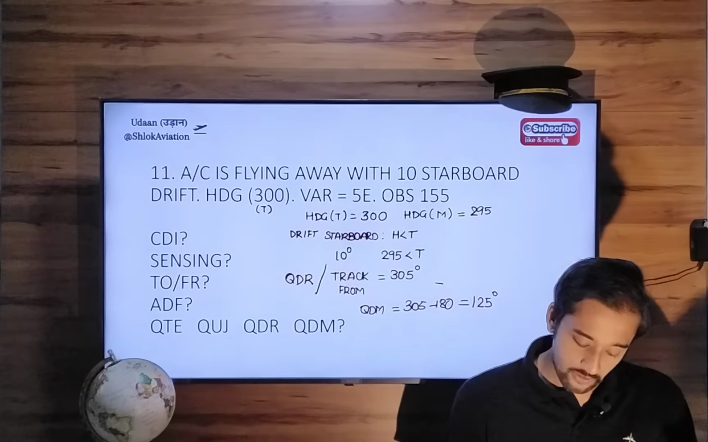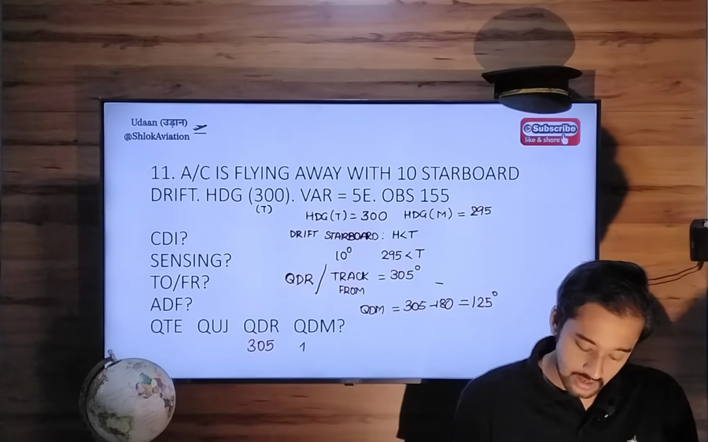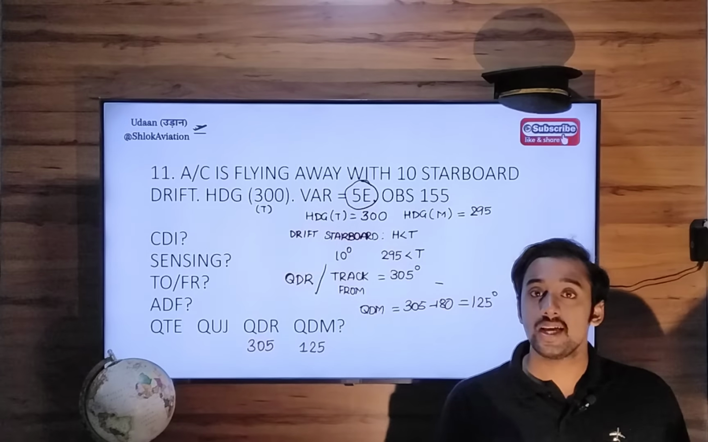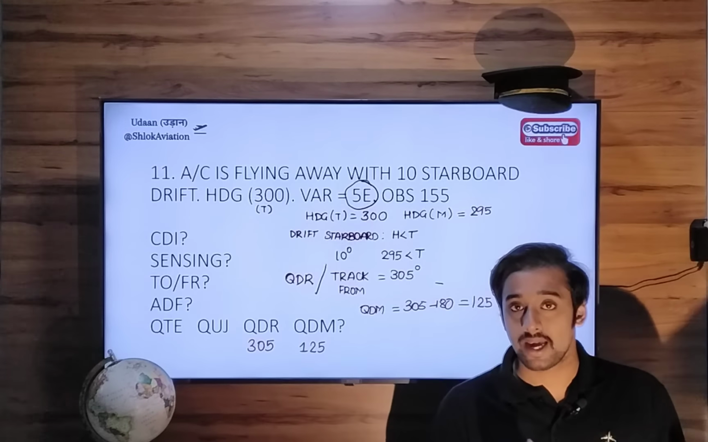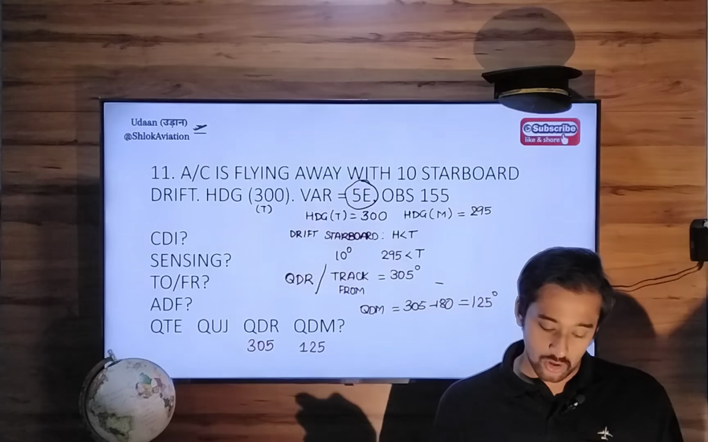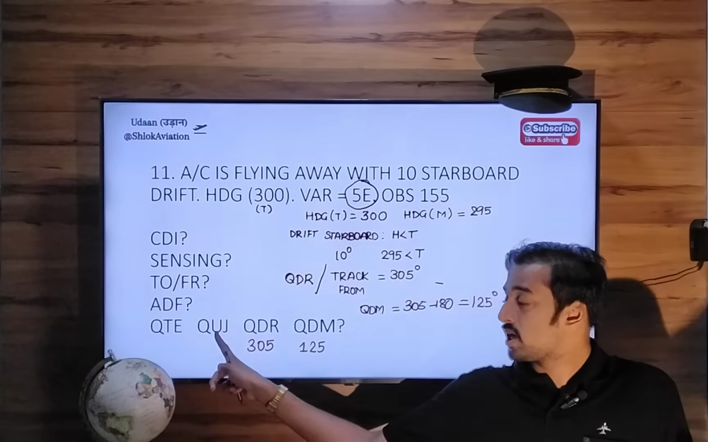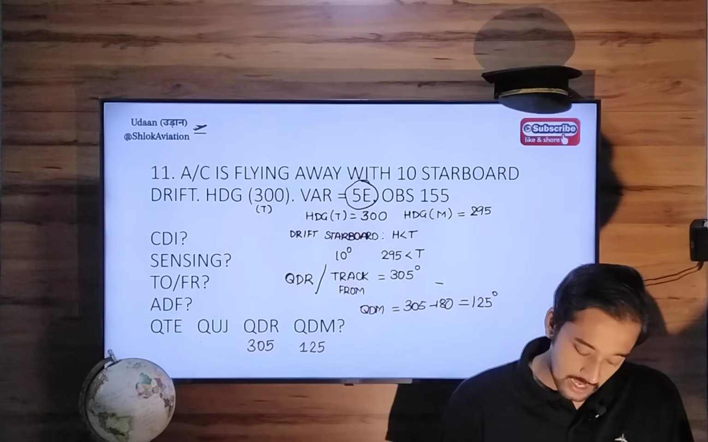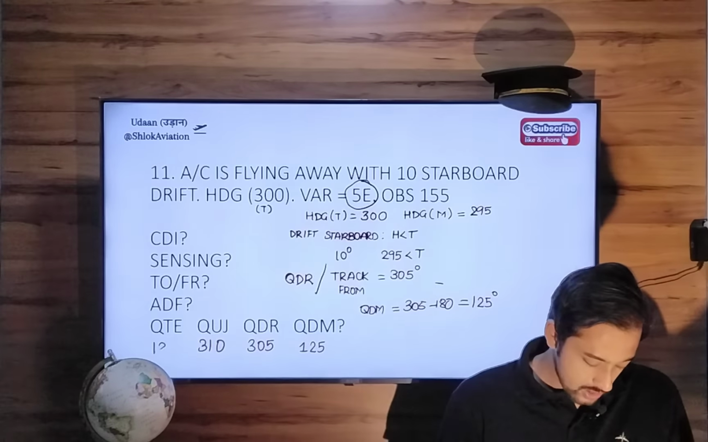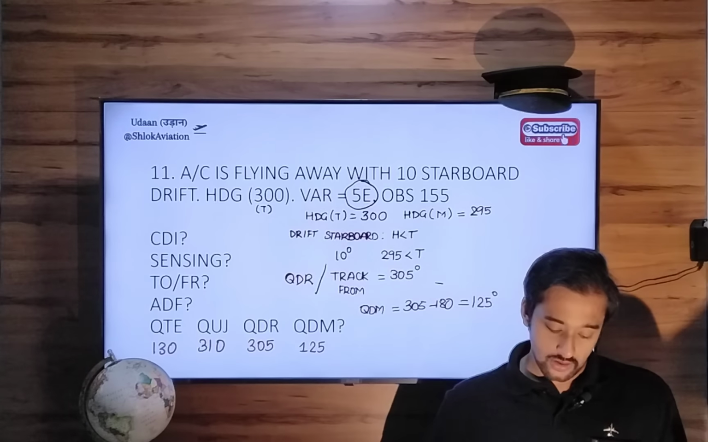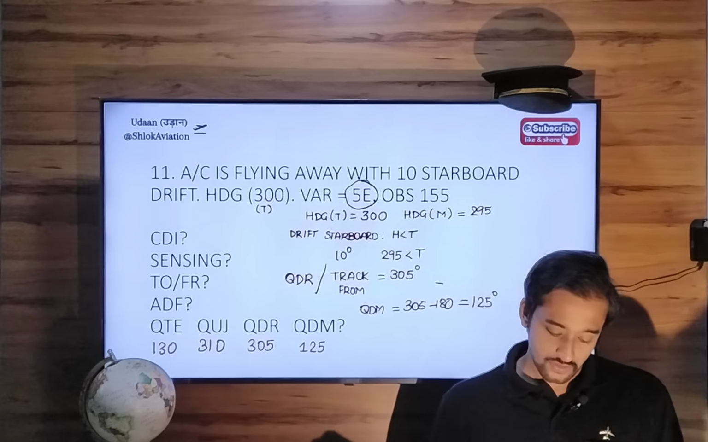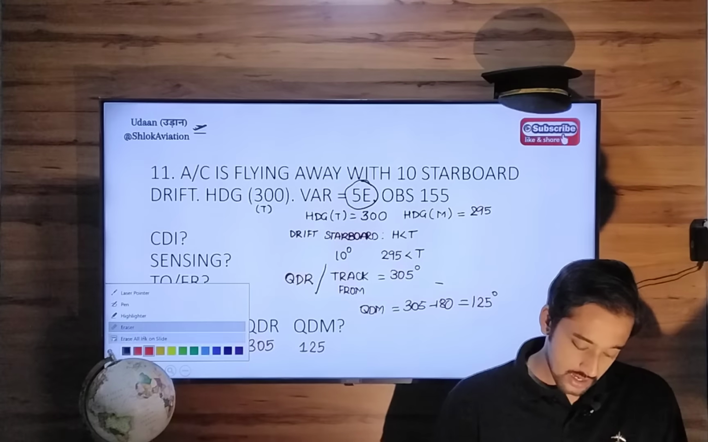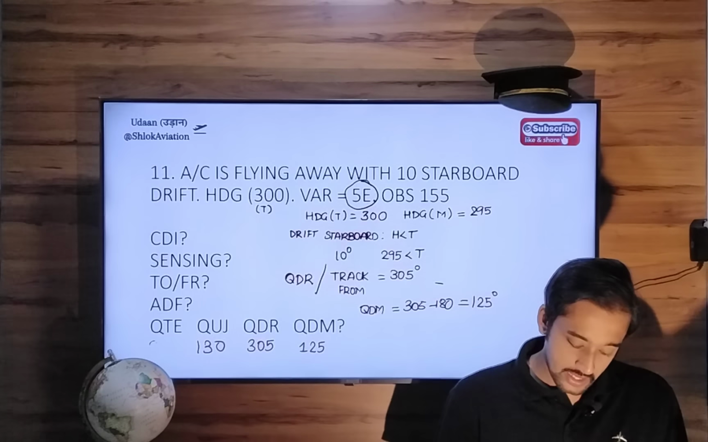Now QDR is 305, QDM is 125, QUJ. The variation is 5 east. Variation east, magnetic least. That means magnetic will be less than true. So magnetic is 305, so QUJ will be more than 305. So 305 plus 5 is 310 and this will be 130. Okay. QTE will be QUJ 130 and this will be 310.